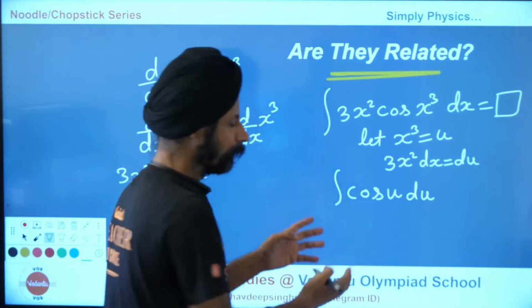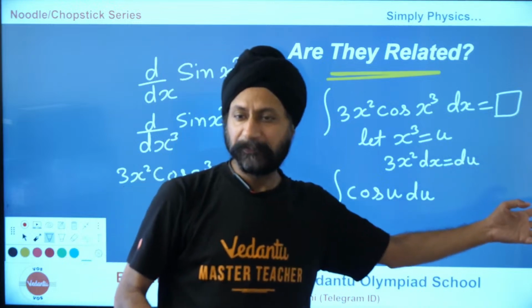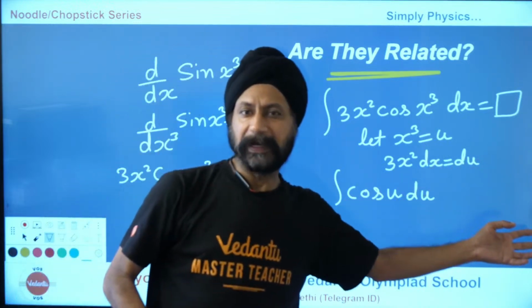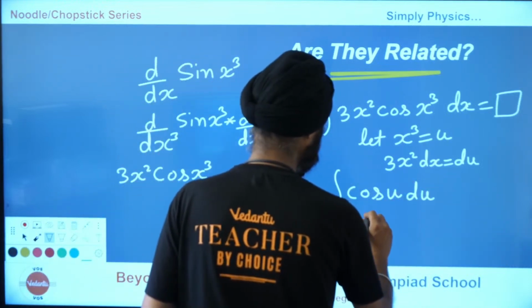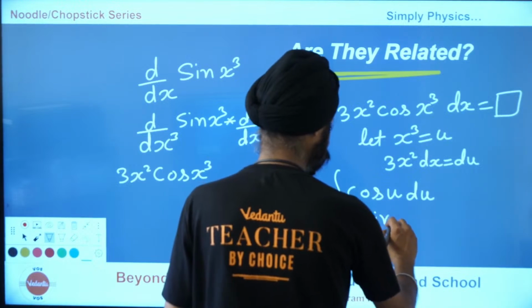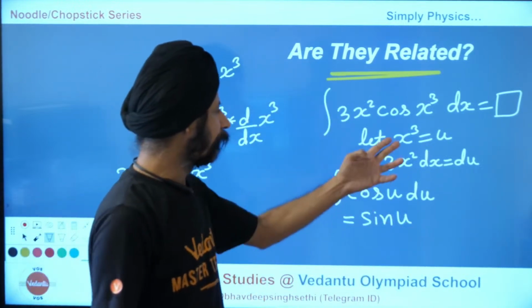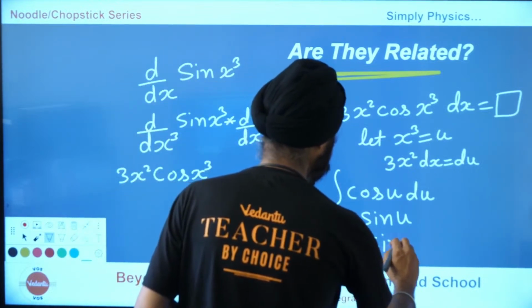Now integration of cos u should be something. If you find the derivative of that thing, you should get cos u. But the derivative of sine u is cos u. So the answer to this is sine u. The u was basically a temporary placeholder for x cubed. So your answer is sine x cubed.